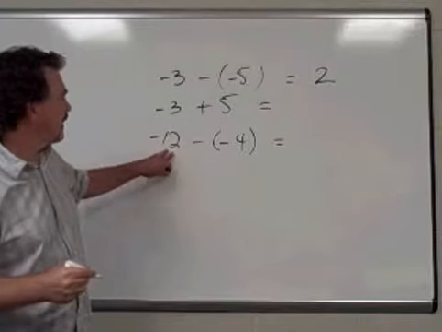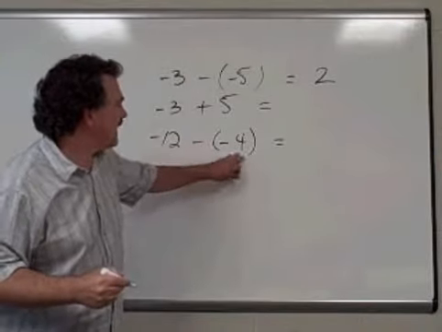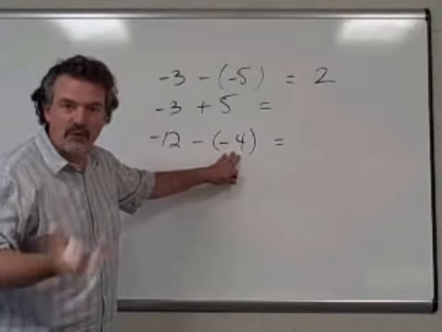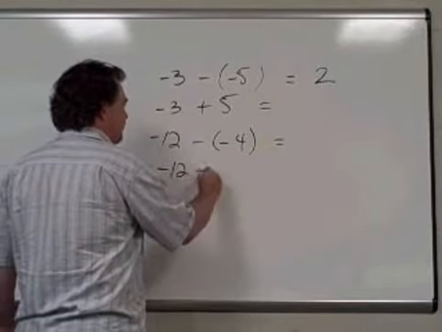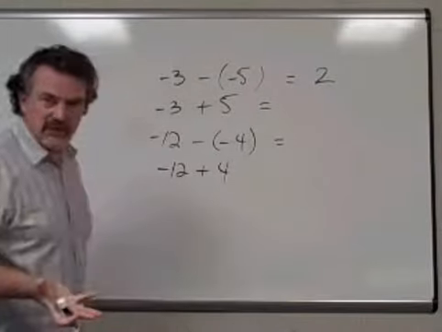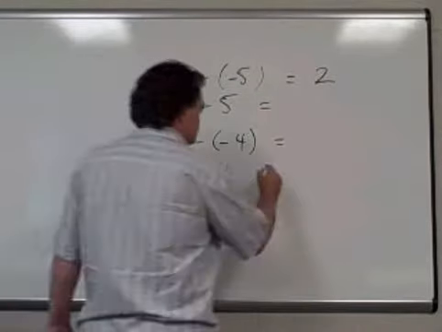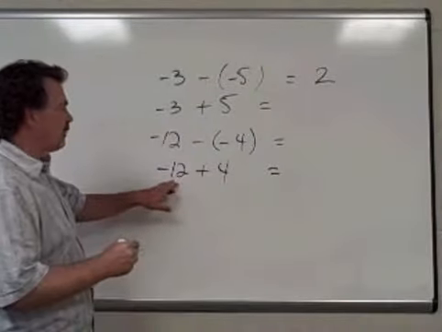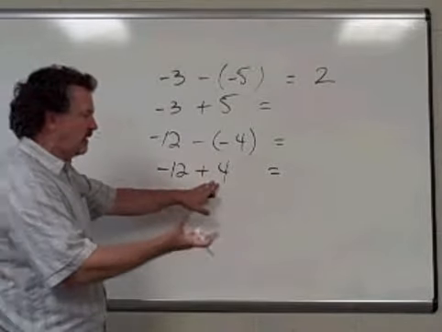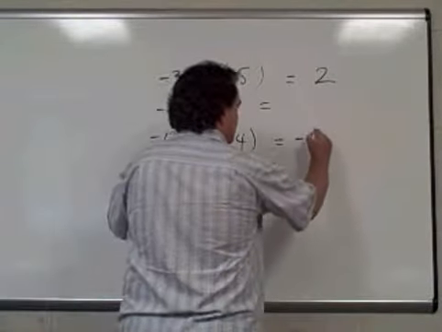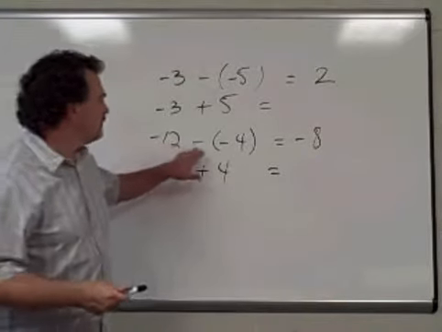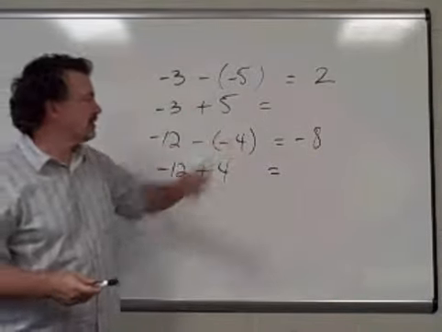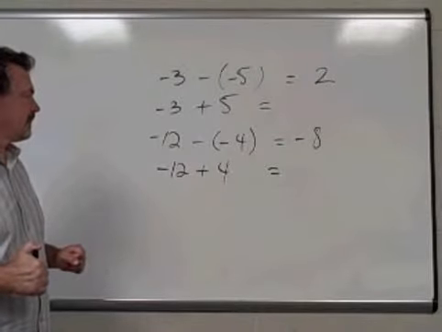Here, we owed 12, and someone took away 4 of the debt. Well, the only way they can take away 4 of the debt is to give us $4, isn't it? So now we owe 12, but now we have 4 that we can put towards the debt. Now we only owe 8. So -12 minus -4 equals -8.